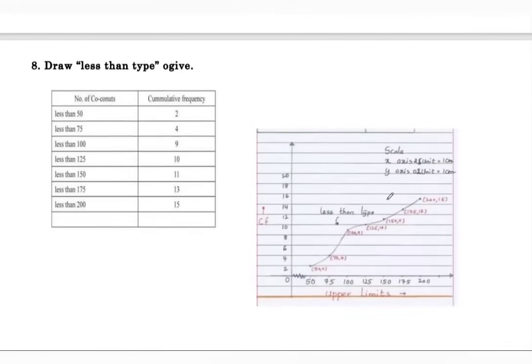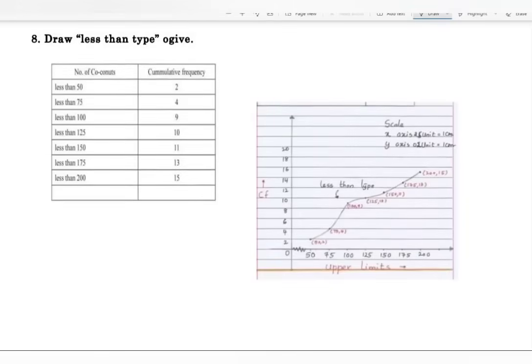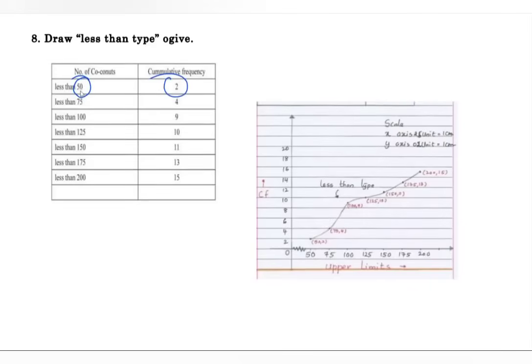Draw a less than type ogive. Very important 3-mark question. Students, if they give you the class interval instead of this less than 50, less than 75, you need to find out the cumulative frequency. But here in the question they have directly given the cumulative frequency. What you need to do is just plot these points: 50, 2. Next 75, 4. Next 100, 9. Next 125, 10. 150, 11.